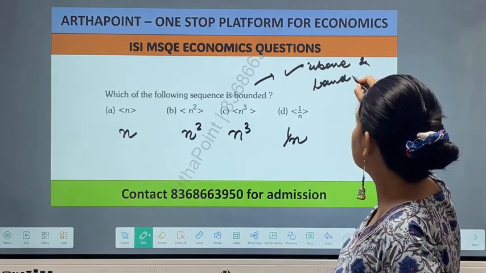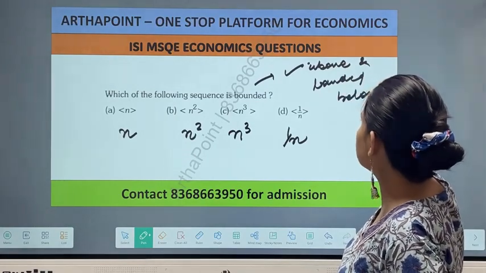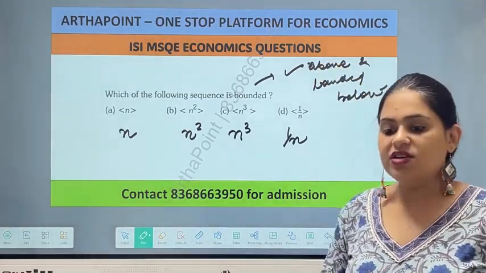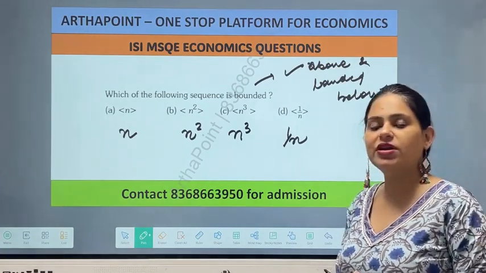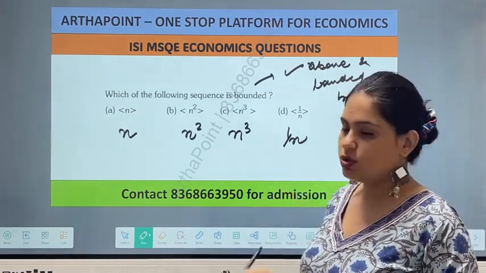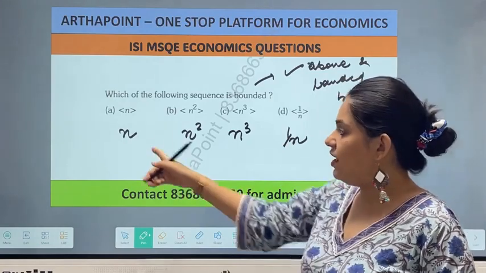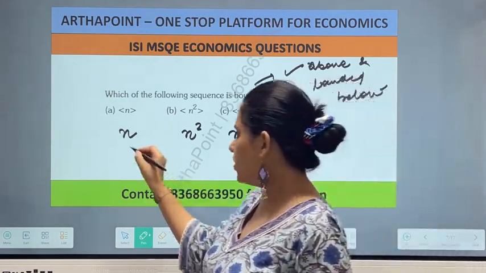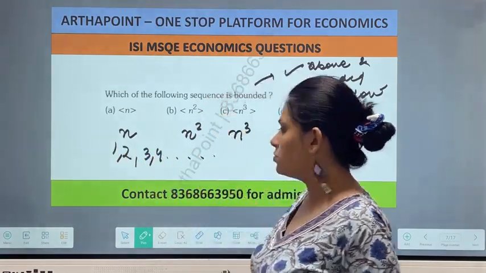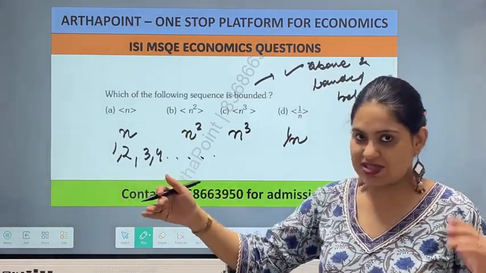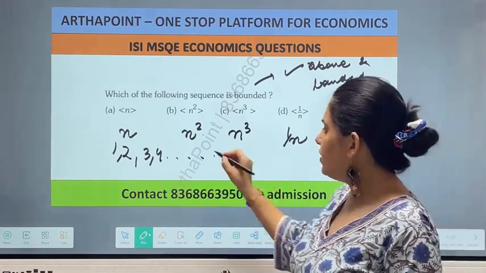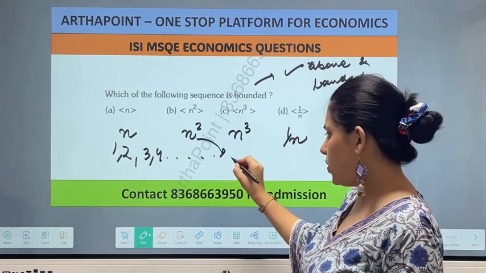Okay, so you are saying D. Let others join in. Let's see what the answer should be. What do you think should happen? Try with the first one, beta. When I put n as 1, I get 1. Then n as 2, I get 2. Then 3, then 4 and so on. There is no upper bound to it. It starts from 1 but it continues. No upper bound. But when I put n square, when I put 1, I get 1. 2 square 4, 3 square 9, 4 square 16 and so on. No upper bound to it. So this is not bounded.